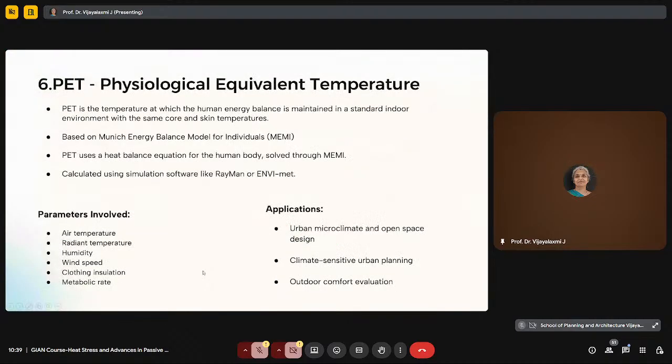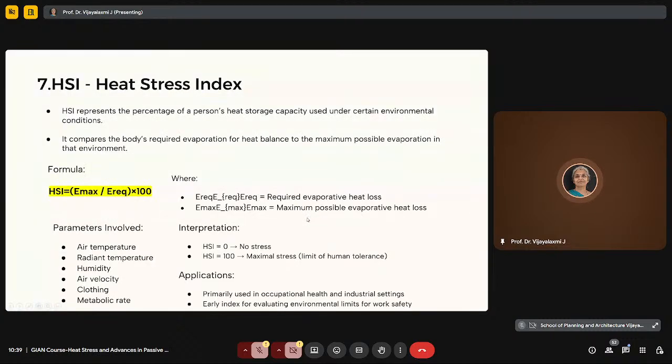Then you have the PET. I'm not going to get into the detail of it because again, it's up to you whether you want it for urban microclimate or open space design. This is also for outdoor. If you are interested in outdoor, then you can look at it. It's again the same set of parameters, but used in a different way because its applications are different.